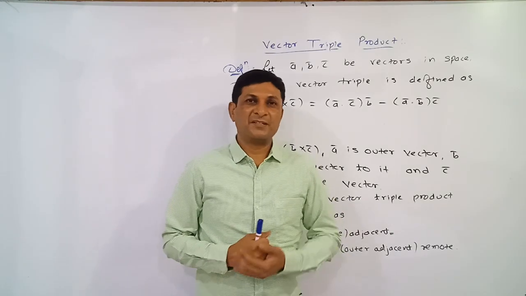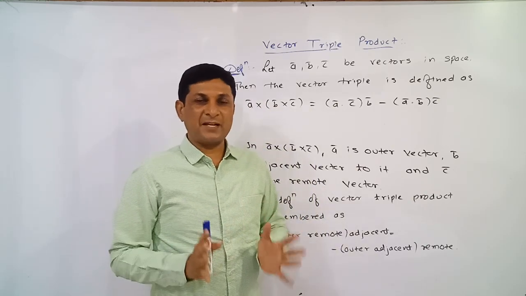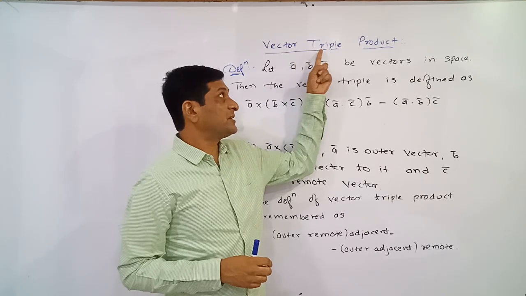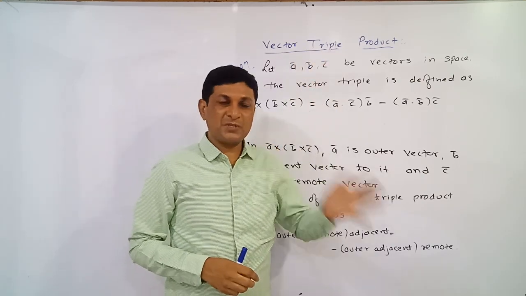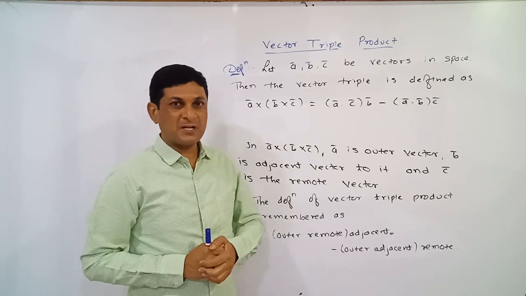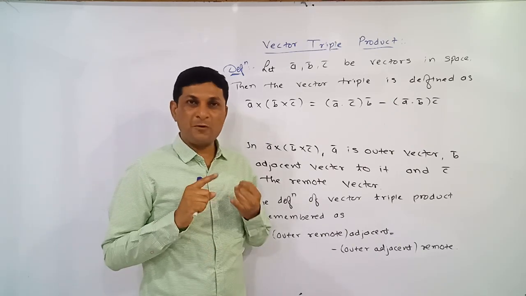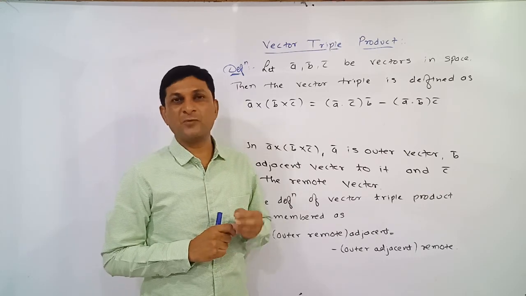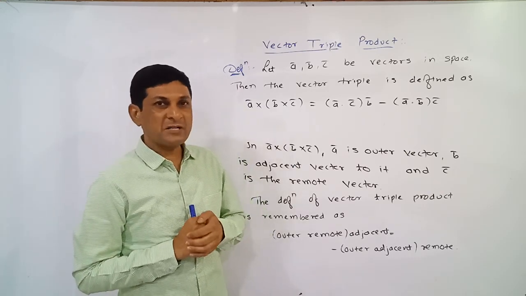Hello friends, now we are starting the last and the very important definition from vectors, that is vector triple product. Already we have seen the definition of scalar triple product and its properties in the last video. We have even proved two theorems also: one to find the volume of a parallelepiped and one to find the volume of a tetrahedron.